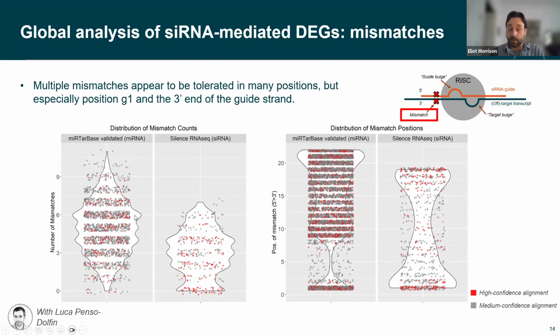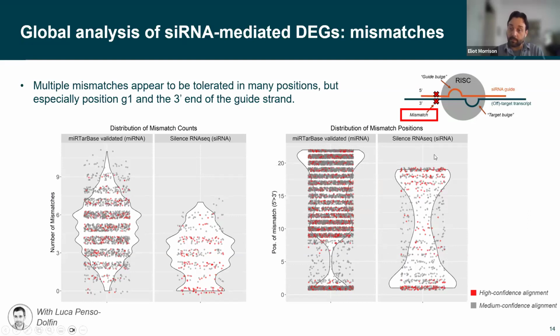But of course, it's very well established that microRNAs have a much less stringent requirement for complementarity, and you can see this reflected in the fact that many of them have multiple mismatches. However, you also see this really nice illustration of the seed dependence here, with very, very few of these alignments having mismatches within the seed, and the majority happening more towards the 3' end.